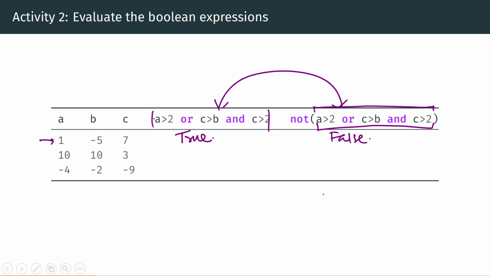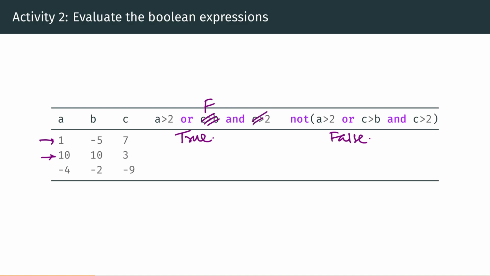What about the second one? Let me clear this again. The second one says a equals 10, b equals 10, c equals 3. So is c greater than b? c is actually not greater than b. c is 3, b is 10. So this will evaluate to false. Is c greater than 2? Yes, it is. So this will be true. But it doesn't matter. We didn't need to check that.